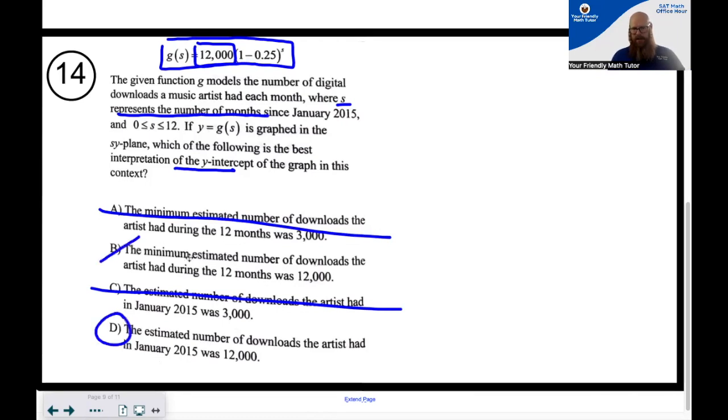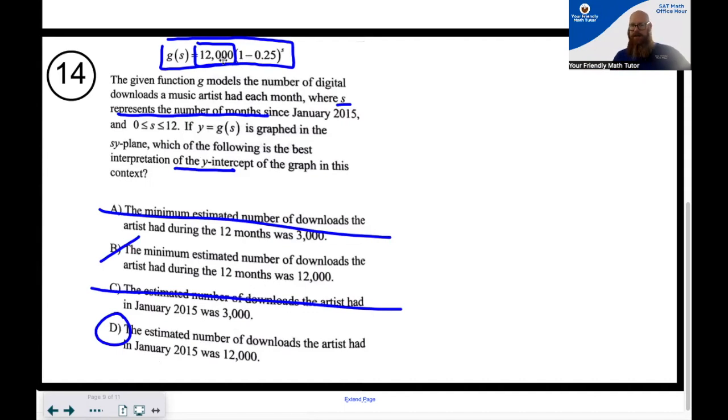So that's the answer. The minimum estimated number, they're just making stuff up there to distract you. All right. So again, equation, what type of equation is it? Is it a quadratic? Is it an exponential? Is it linear? Right? They're the three main types of equations we have to know for the SAT. And when they're talking about a y-intercept, we have to know where that is.